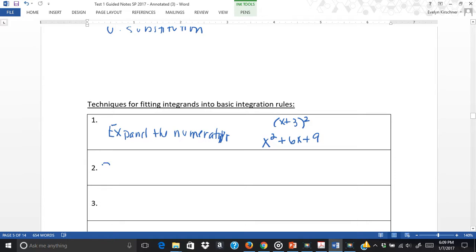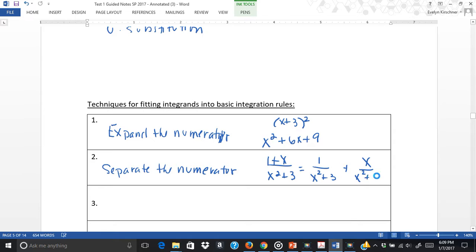Next one is maybe sometimes I want to separate the numerator. So if I have (1 plus x) over (x squared plus 3), I can separate it into 1 over (x squared plus 3) plus x over (x squared plus 3). And maybe I can use some of the other rules like u substitution on this one to be able to integrate it, and maybe some trig rules as well.